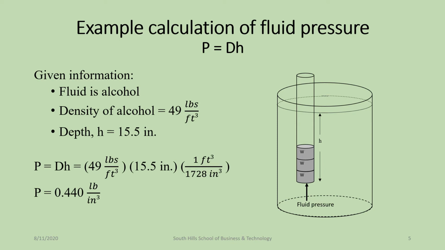Here's an example. We just said that the calculation of fluid pressure is density times height, which is depth. Let's say you had a container of alcohol, and the density of alcohol, which you can look up in a density table, is 49 pounds per cubic foot. Let's say in this example the bottom of the floating object is at a depth of 15.5 inches. The density times the depth, plus a conversion between cubic feet and cubic inches, gives you 0.440 pounds per square inch. That's how the fluid pressure is calculated.